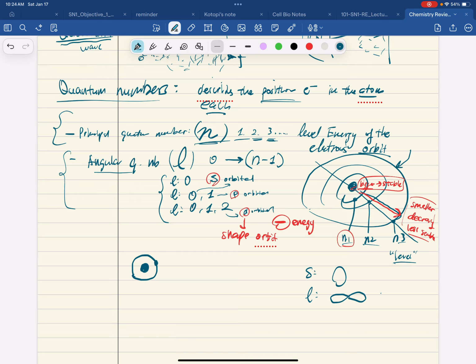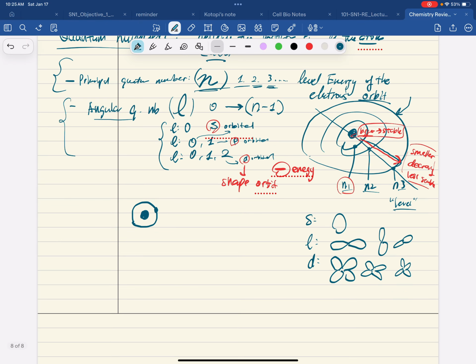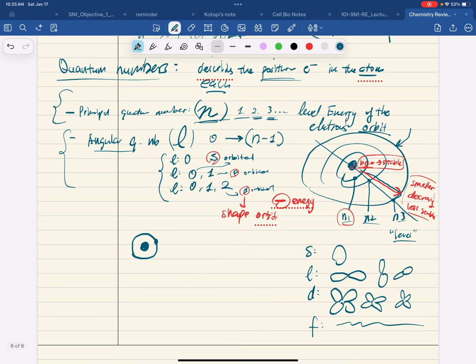A dumbbell could look like that, or like that, or like that, like 3D. And we also have d orbitals. Now you don't need to know exactly what they look like, but it is instead like this. So again, they could have different orientations. They could look like this, etc. And there's the f, but their drawings are a lot more complicated. So you primarily only need to know the s level and the p level.